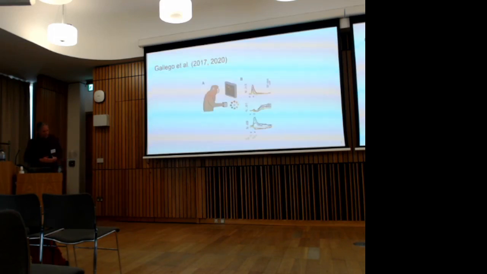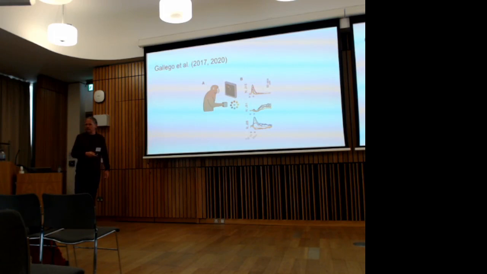So the data that we looked at comes from Lee Miller's lab, and I think we've seen at least something similar already earlier on. It's this very typical experiment where a monkey holds a joystick and then has to perform a center-out reach in different directions, which are cued.